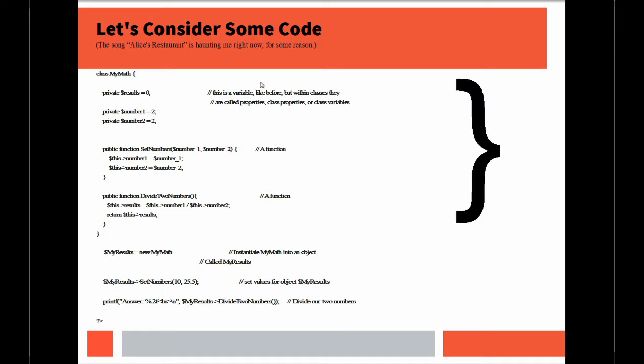So we have a class here called MyMath. Within this class we have three class variables or properties called results, which we set to 0, number1, which we have set to 2, and number2, which we have set to 2, and we have labeled them as private. When you make something within a class as private, that means that it cannot be directly accessed or modified from outside the class, or in essence the object which will be built from the class.